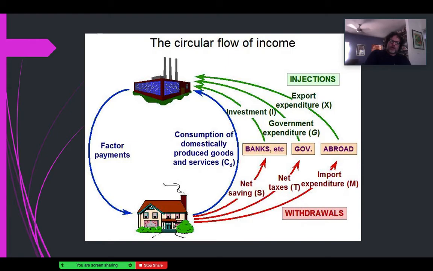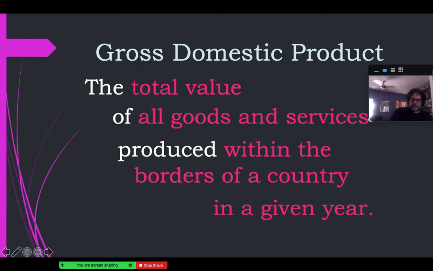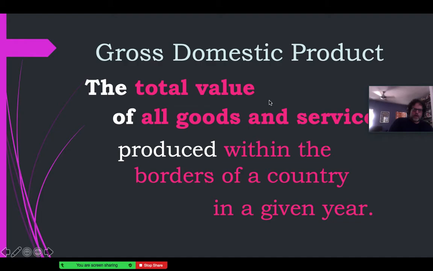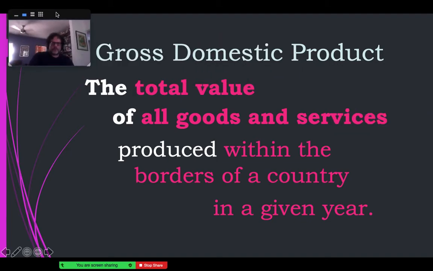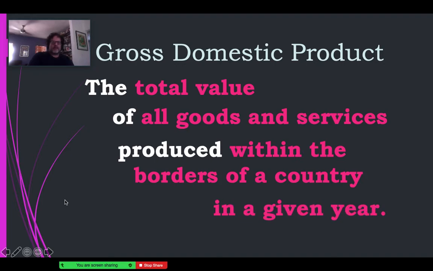Okay? So let's look at GDP. Let's look at the definition. The definition of gross domestic product is the total value of all goods and services produced within the borders of a country in a particular year, okay? The total value of all goods and services produced within the borders of a country within a given year.